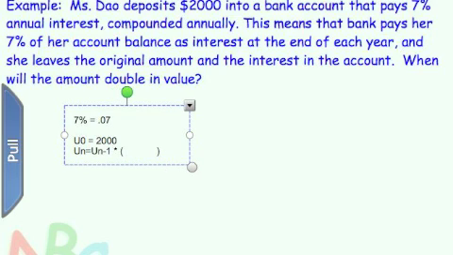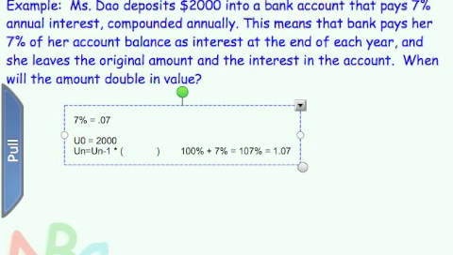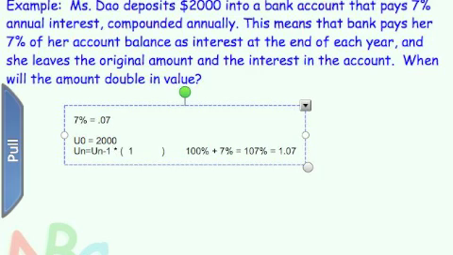The way that I think about this problem is that there is 100% of my balance that is already sitting in the bank. The bank is going to give me another 7%, so that's a plus 7% that the bank is going to pay me. So every year I'm actually going to get 107% back from the bank. Now 107% is equivalent to 1.07. So the number that I'm going to multiply by is 1.07.